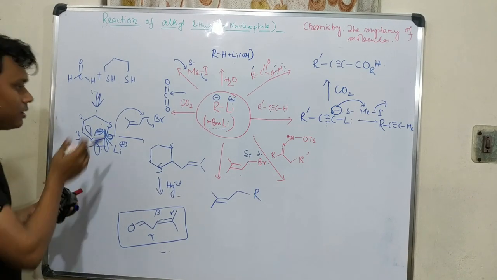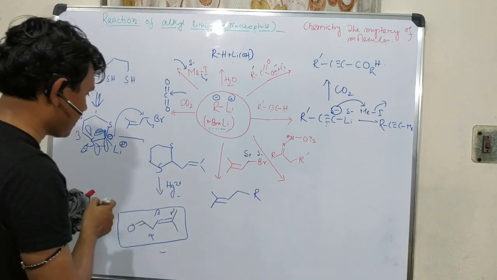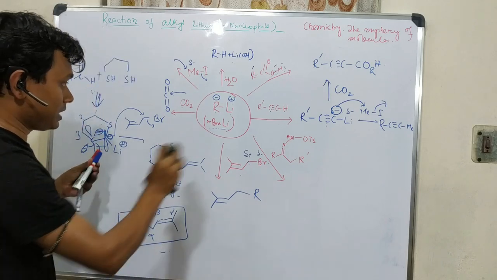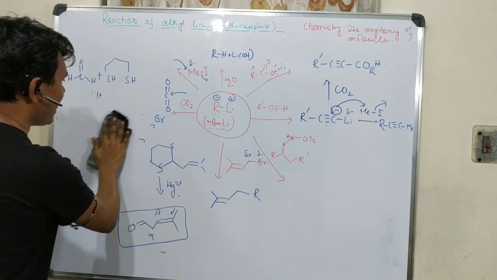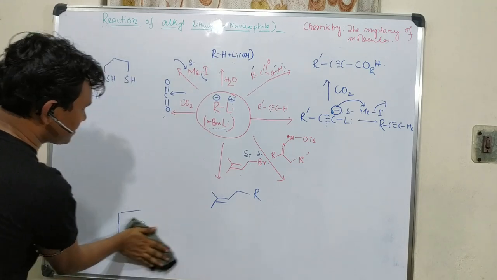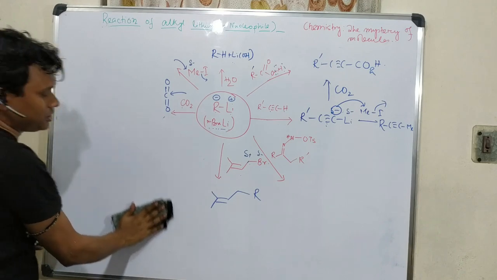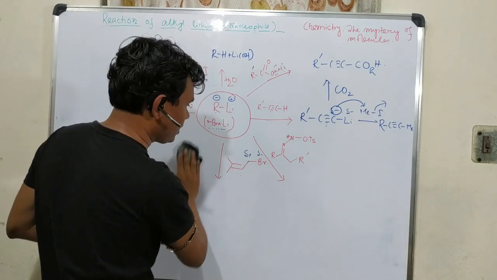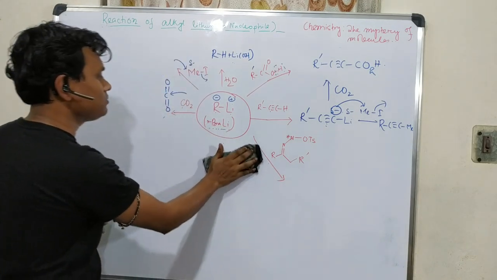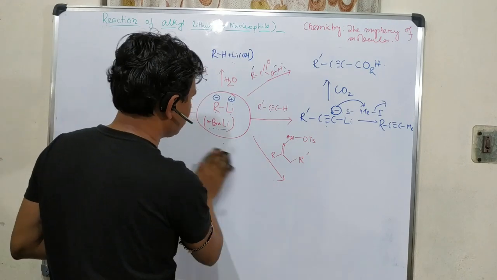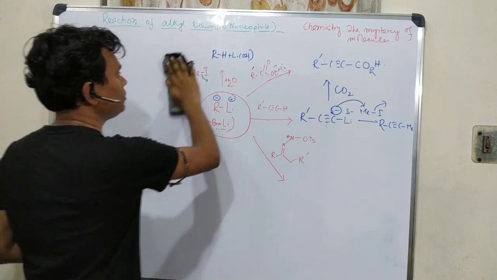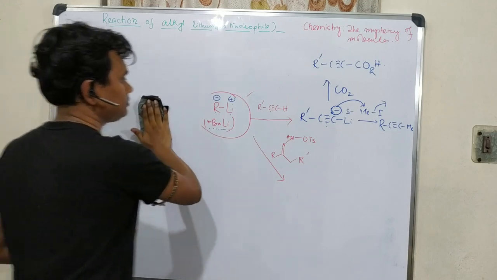Okay. So up to this we have done. Right now we will explain the last reaction. Why did I keep that example for later? Because that's the famous name reaction, the Shapiro reaction. That is the uniqueness of this reaction. That's why I kept it at the last. So right now we will explain this example.